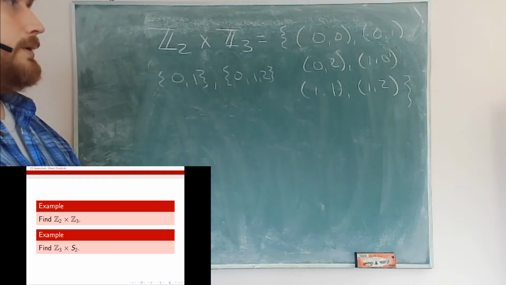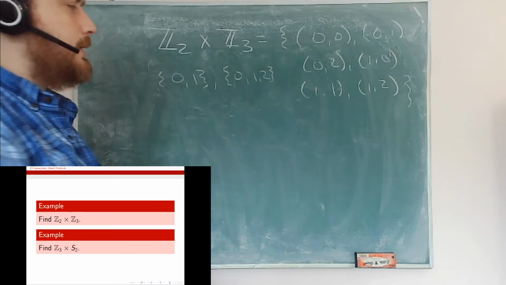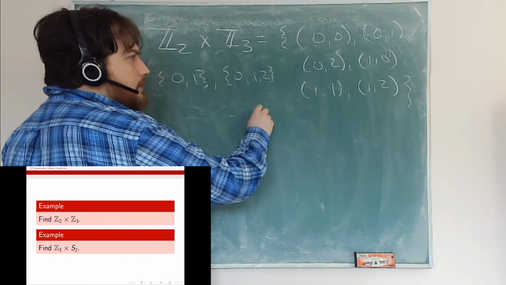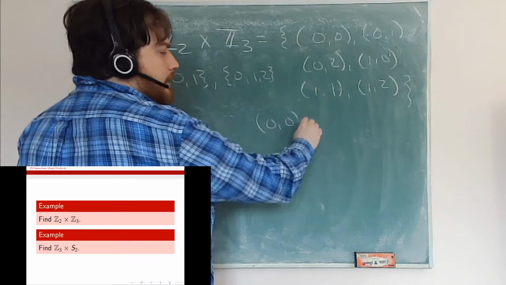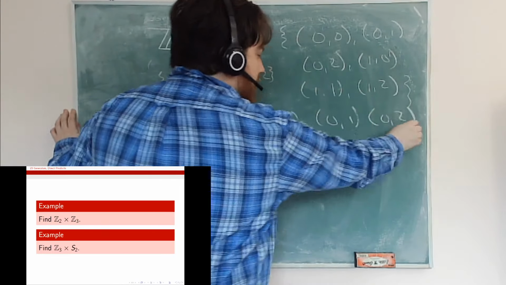Now, another thing we might want to do is make a Cayley table. I'm not going to make the full table, but I would want to think about what some of these look like. So let's just look at a couple of these. I'll make a partial table here.